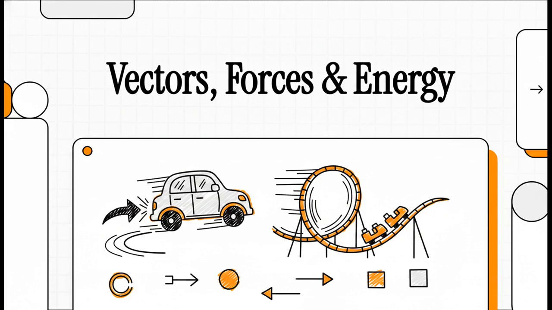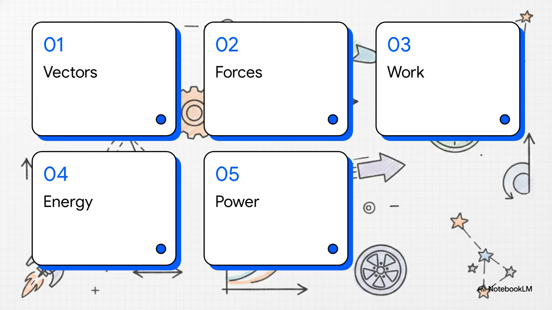Let's dive in. Here is our roadmap for today. First up, vectors, magnitude and direction. Then, forces, pushes and pulls. Third, work, forces in action. Number 4, energy, kinetic and potential. And finally, power and energy conservation.